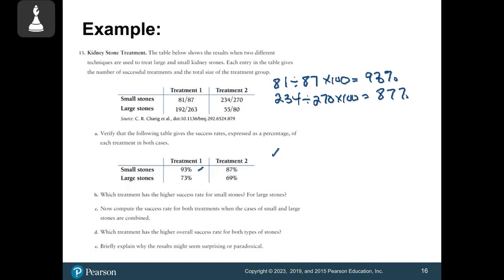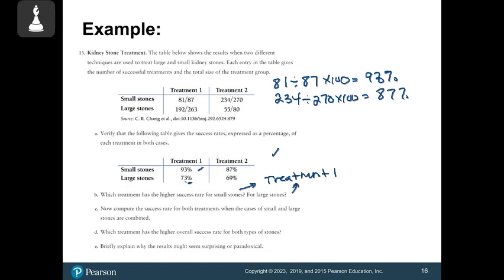Question B. Which treatment has the higher success rate for small stones and for large stones? Well, if we look at just these two here, small stones do better with treatment 1. So small stones, treatment 1. And for large stones, if we look at large stones, treatment 1 is also bigger. So they both do better under treatment 1.